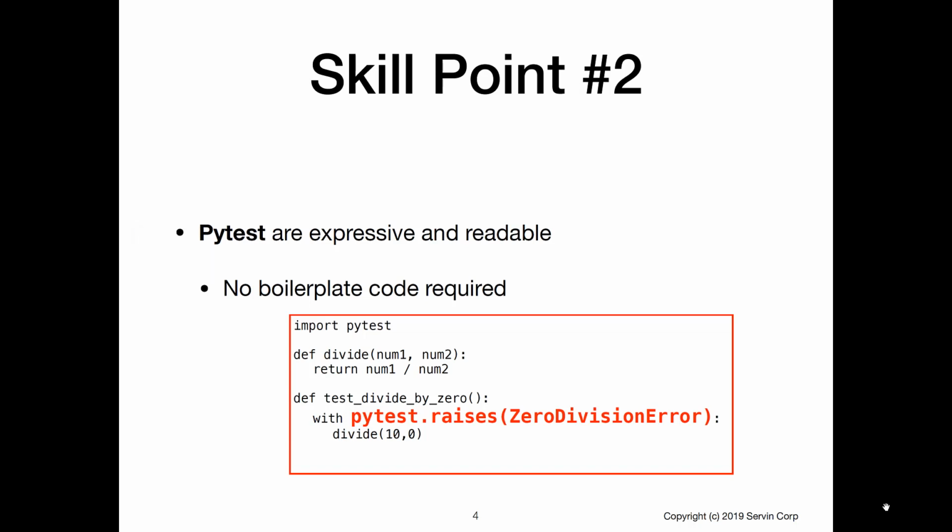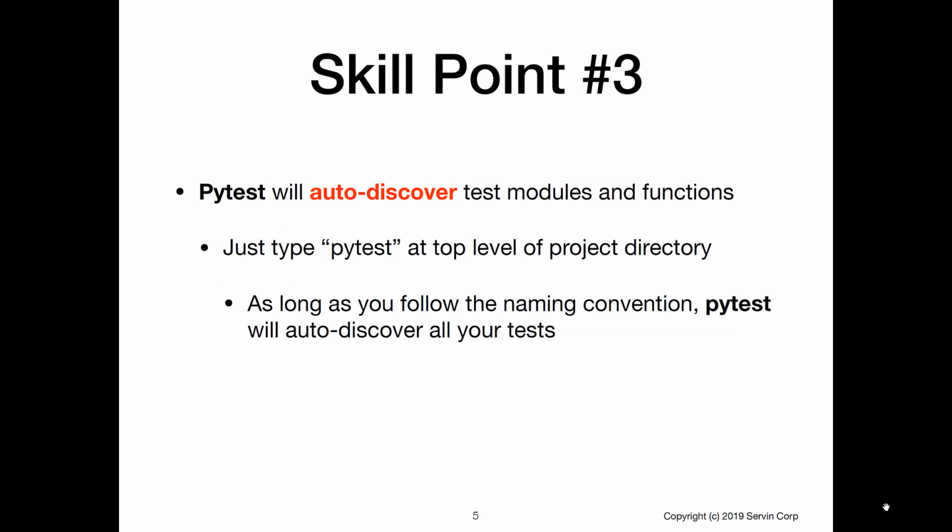Skill point number 2, PyTest tests are expressive and readable, so you don't have to worry about putting in any special boilerplate code. Here's an example of that. The pytest.raises ZeroDivisionError. So essentially we're saying that we're going to run this test, in this case a test dividing by 0, and during this test we're expecting to have a divide by 0, so that pytest.raises ZeroDivisionError. It's expecting that to happen. So it's easy to see how the test is written.